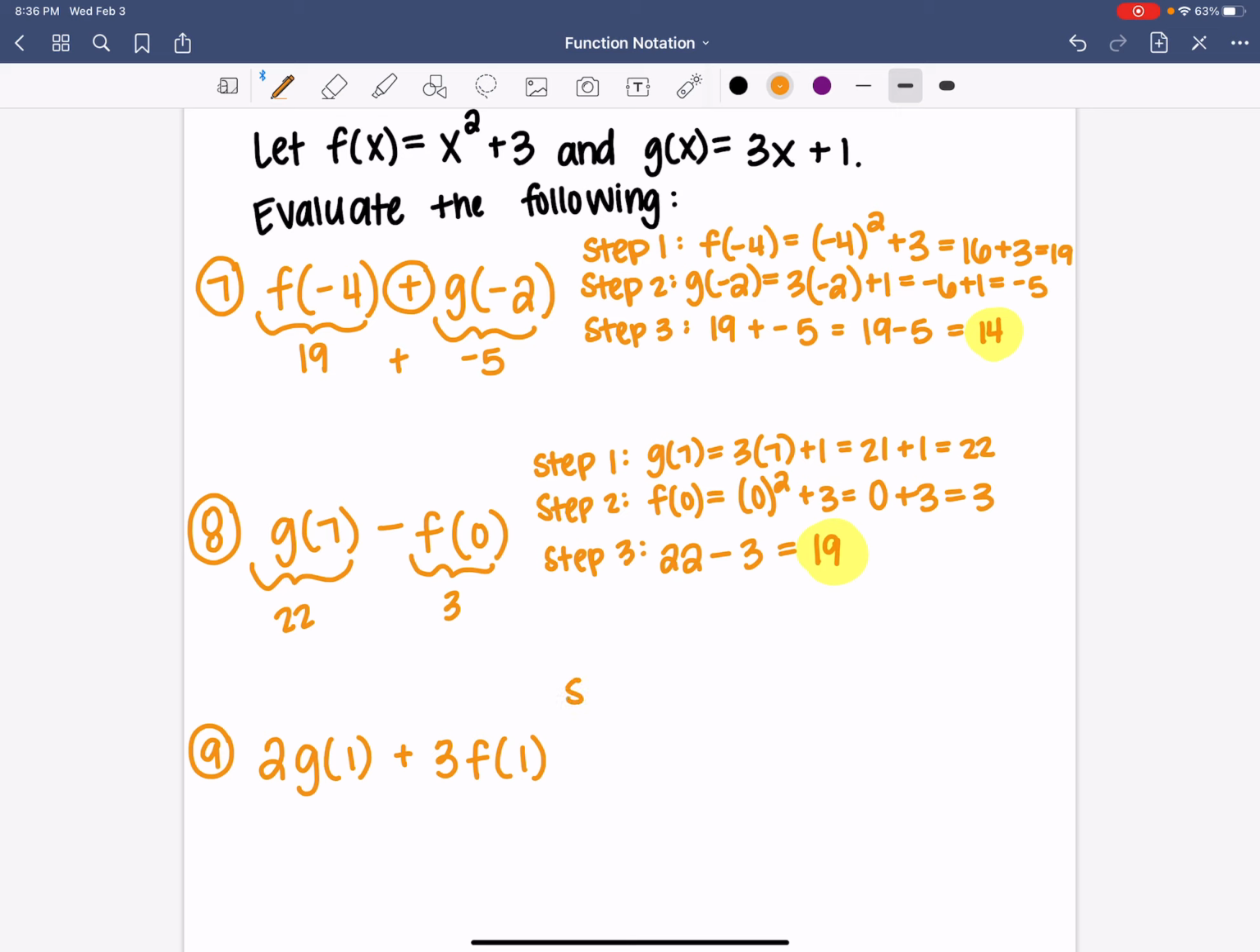Our first step is to find g of 1. So g of x, and we're going to plug in 1 for that x value. So 3 times 1 plus 1. And that gives us 3 times 1 is just 3, plus 1 gives us 4. So g of 1 is 4. So we're going to do 2 times 4. I'm just going to write that there, and we're going to move on to step 2.